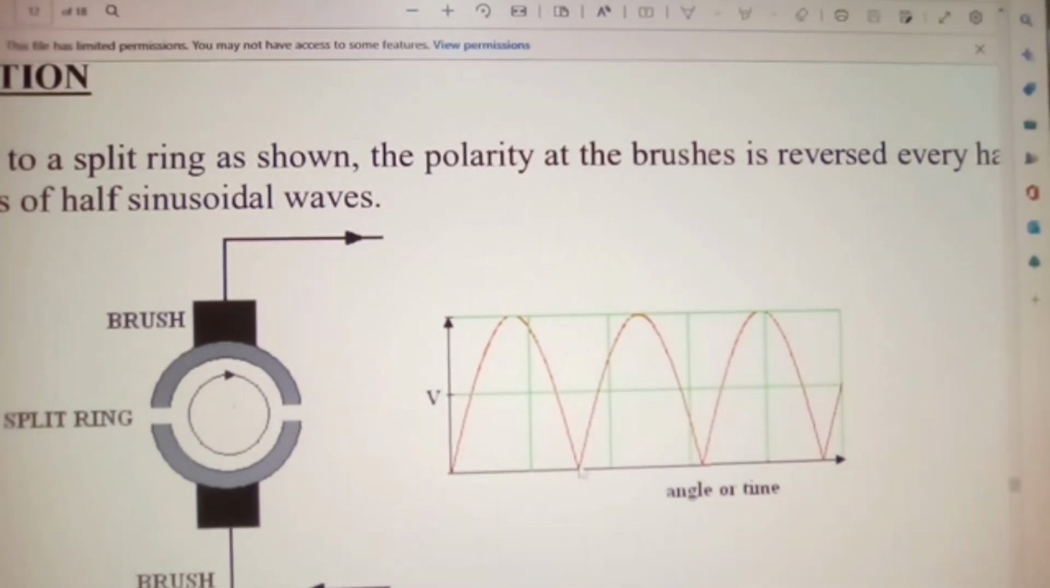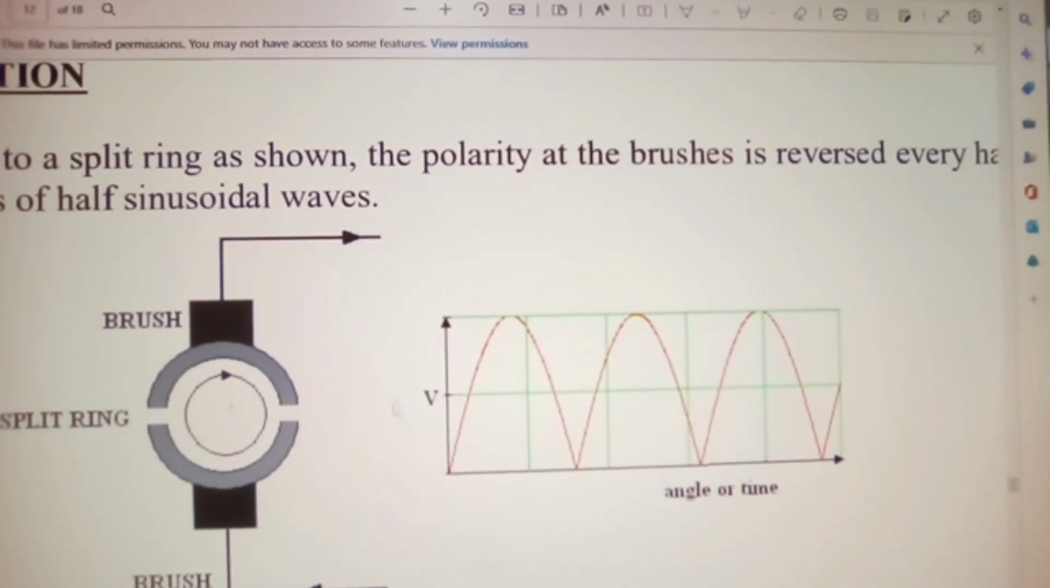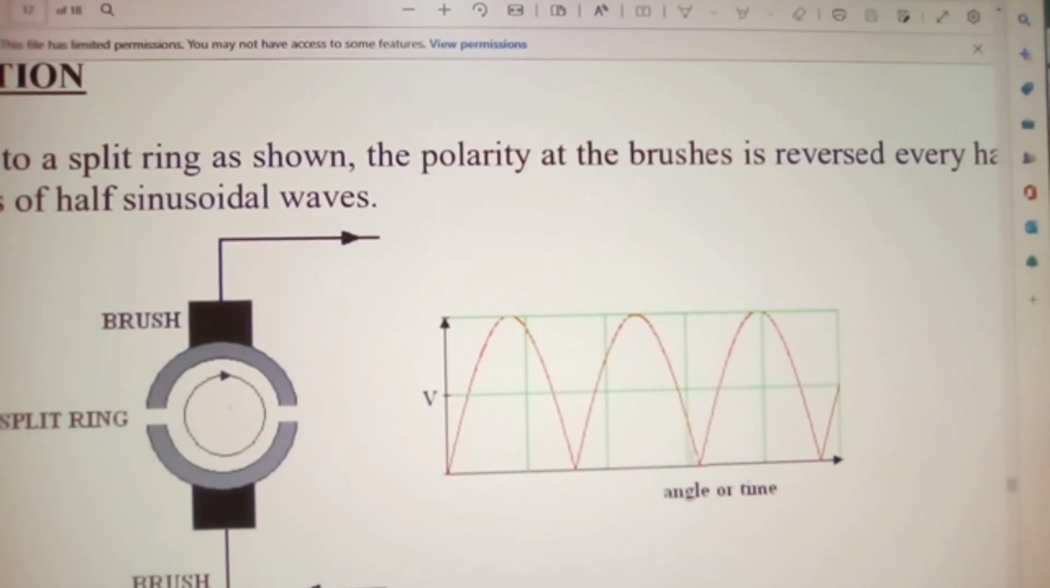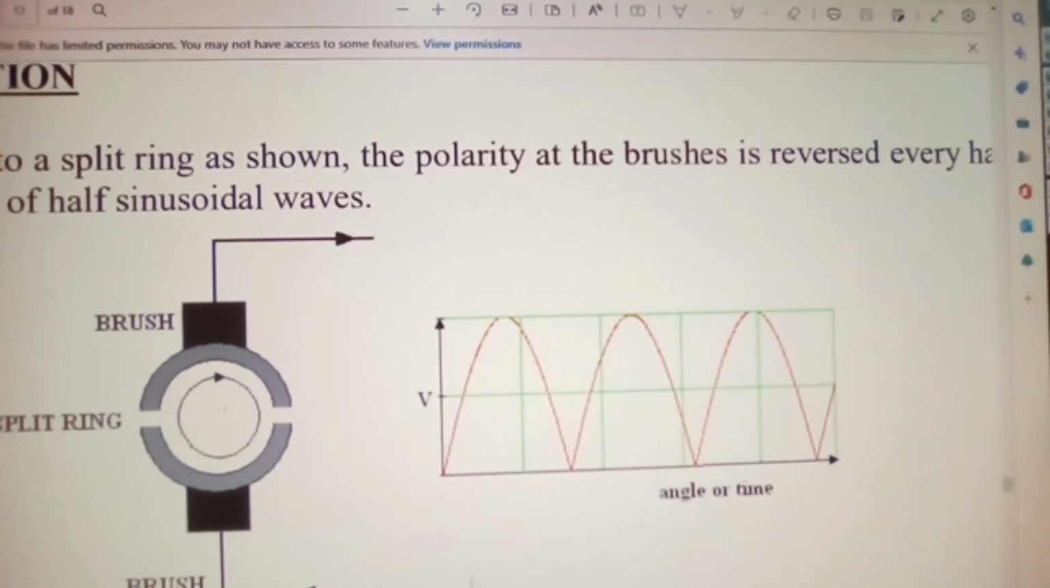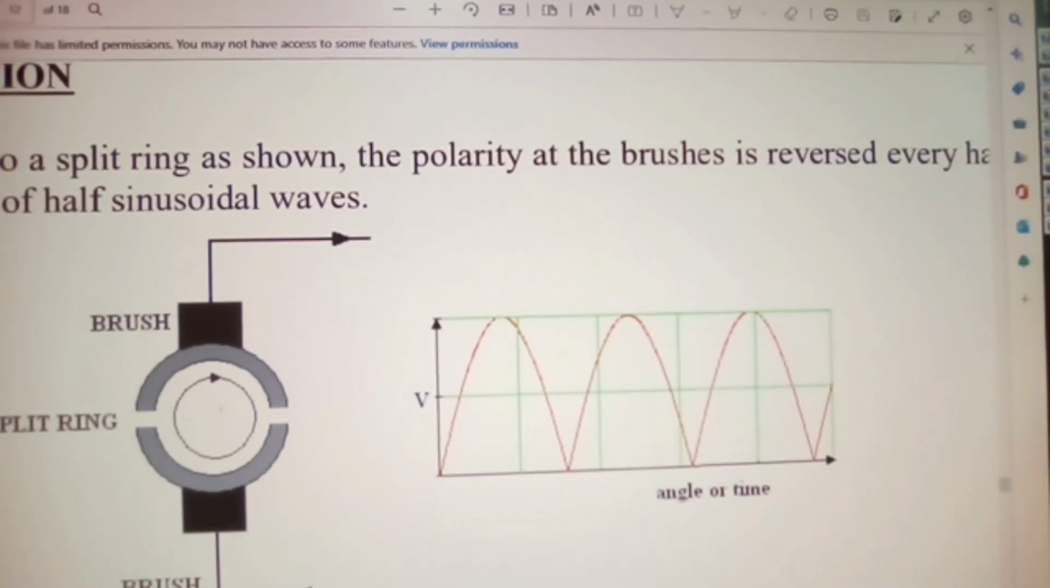It is a half wave form. It's producing a voltage. As a matter of fact, it's producing a DC voltage, an unsmooth DC voltage. To smooth the DC voltage, you will need to apply a capacitor.